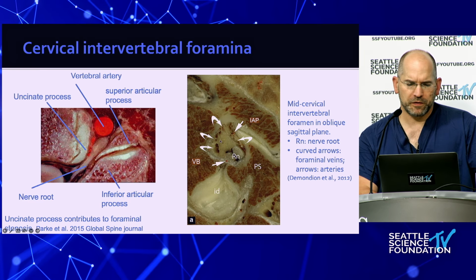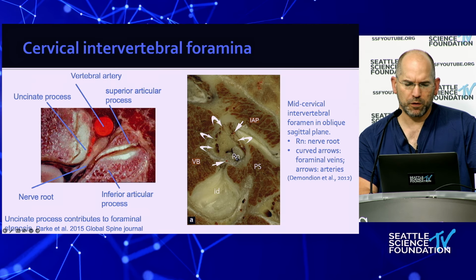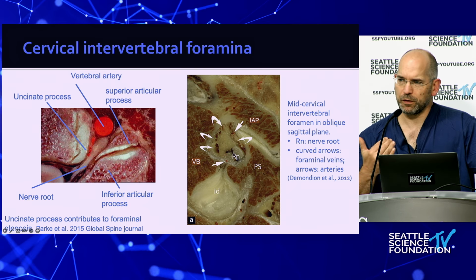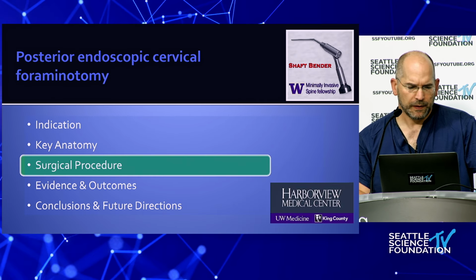And then this image is important because the nerve root always sits on top of the pedicle. For example, if you have C5-6, the nerve root is going to be right on top of the pedicle. That's where you find the nerve root.